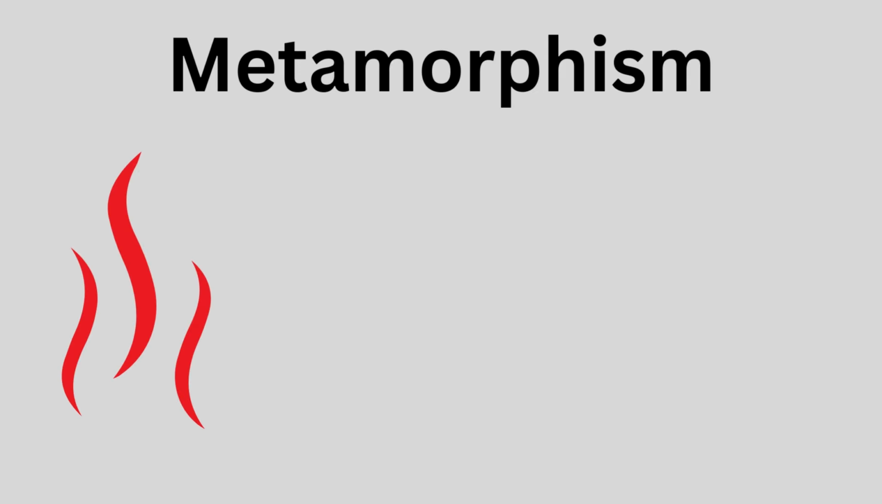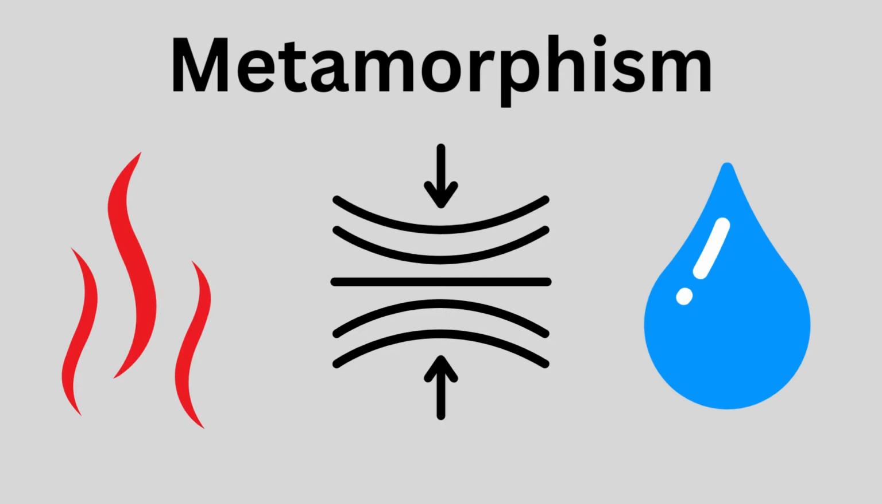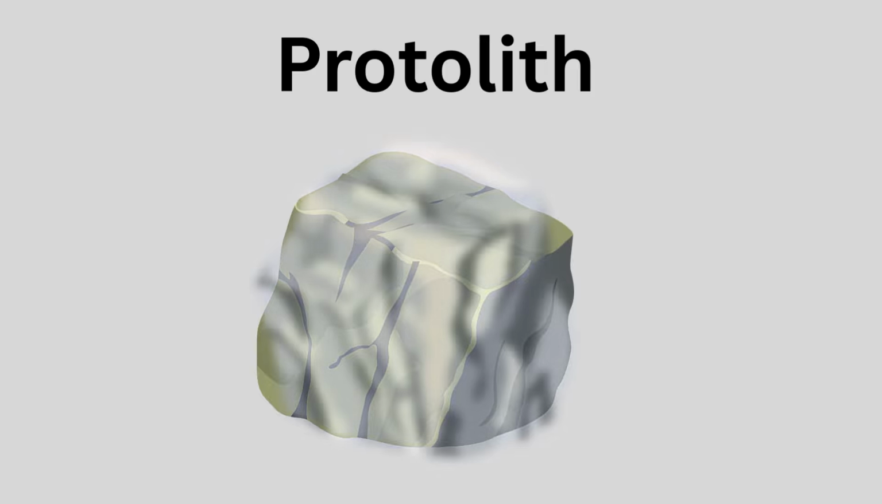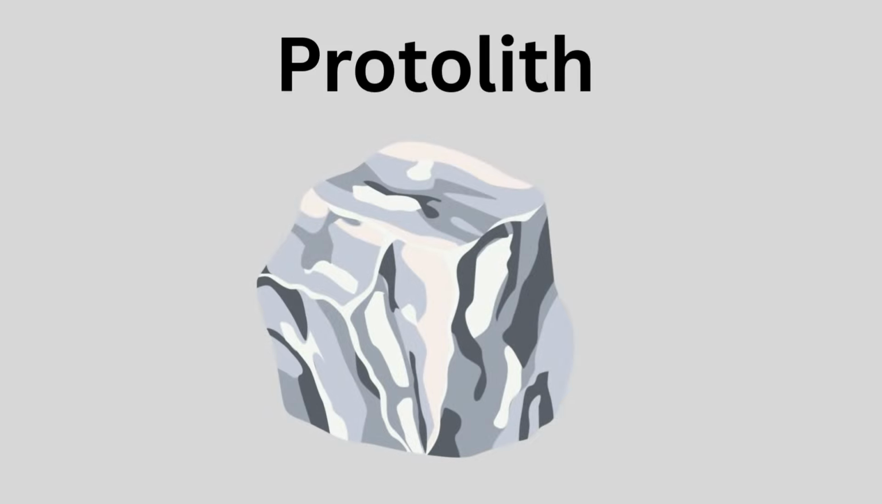Metamorphism is the process by which rocks are changed by heat, pressure, and fluids without undergoing melting, and it occurs in the crust. The original rock that undergoes this transformation is known as the protolith. This protolith may be igneous, sedimentary, or even metamorphic in origin, but once it enters a new environment, its minerals begin to respond to different physical and chemical conditions.